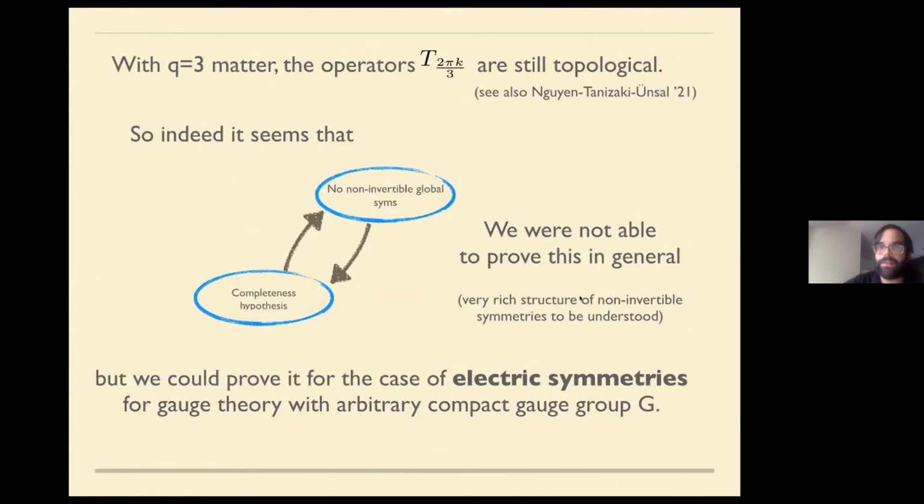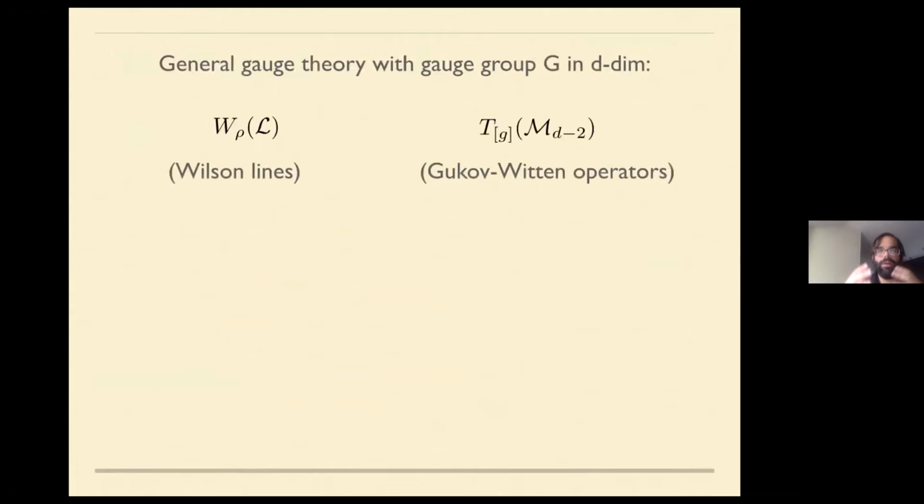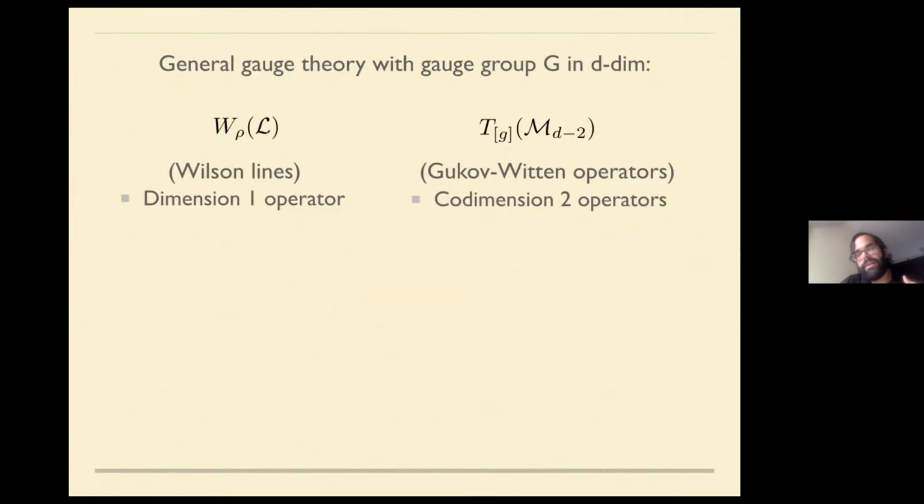So I'm now going to tell you what is the general argument. And to tell that, I need to introduce a little bit of notation. We're going to be talking about the same operators that we talked about in the O2 theory, but I need to discuss them a little bit more abstractly, because I'm going to be doing things in D dimensions. So the charge operators that you have in pure gauge theory are the Wilson lines. They're dimension one operators. And for them to be able to link, they link with stuff which is called dimension two. The topological operators we talked about, in general, are called Gukov-Witten operators.